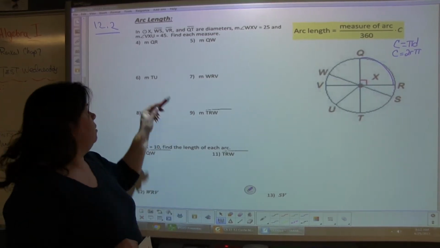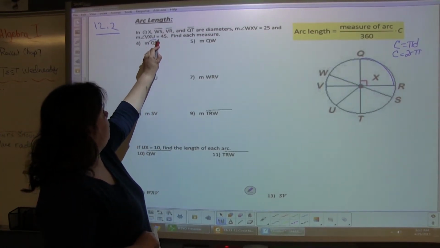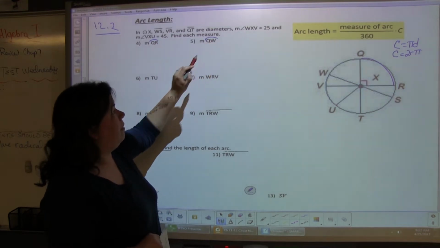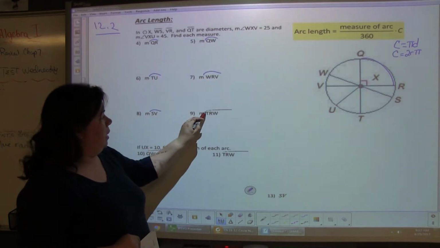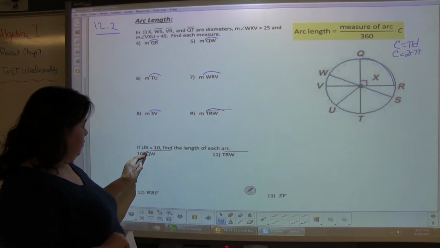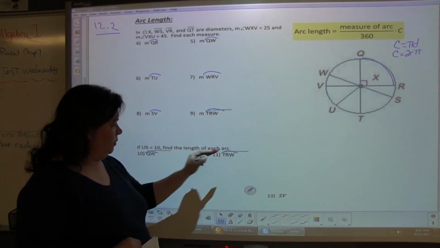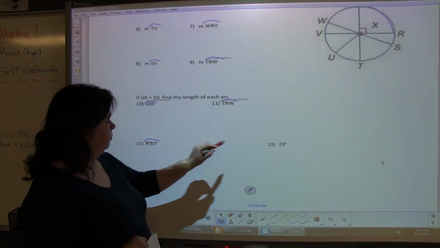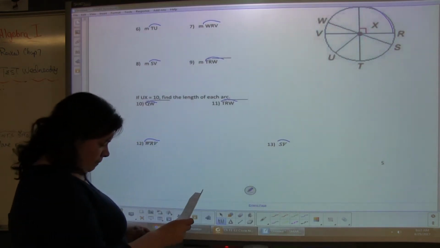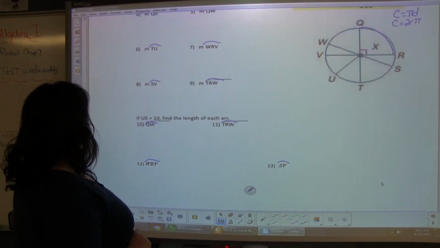So if we could first start by looking at all these numbers, and for some reason they're missing the arc symbol, so let's go ahead first and put all the arc symbols above it, because we're looking for the arc measure. And that goes for all of these down here as well.